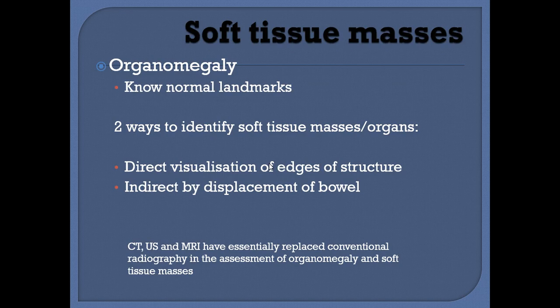Soft tissue masses. X-ray taken to evaluate soft tissue masses is obsolete now because of so many other modalities like CT, ultrasound, and MRI. But in the periphery of the country, in some villages, this practice is still going on because of the lack of adequate facilities.